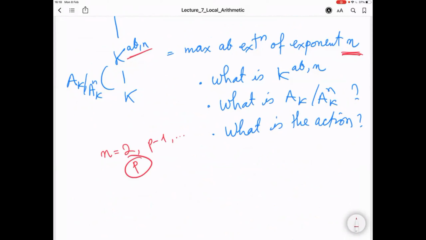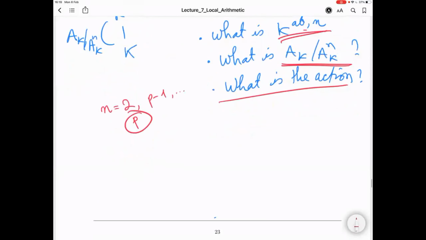So in this case, again, we have to specify some generators for these fields, some isomorphism of this group with an explicit group, and specify the action of this group on this field.